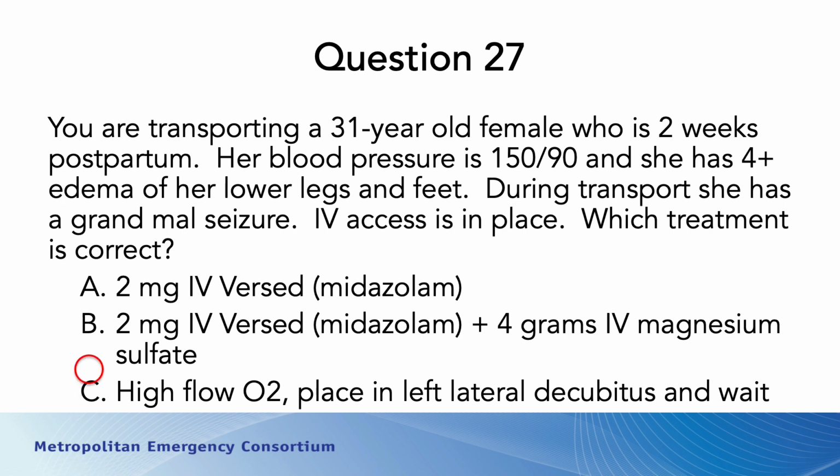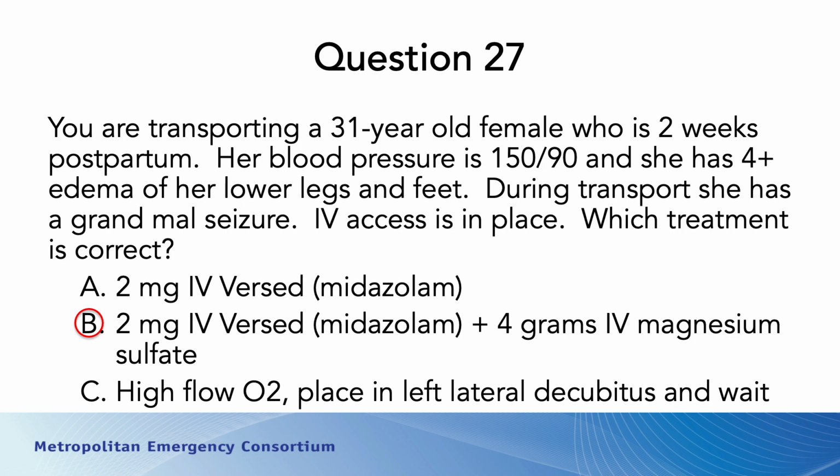So for me, the option is B. If the patient is preeclamptic or eclamptic, this patient is eclamptic because she's having seizures. IV magnesium sulfate is indicated, but we also have to stop the seizure. I put 2 milligrams IV of Versed. You could give up to 4.